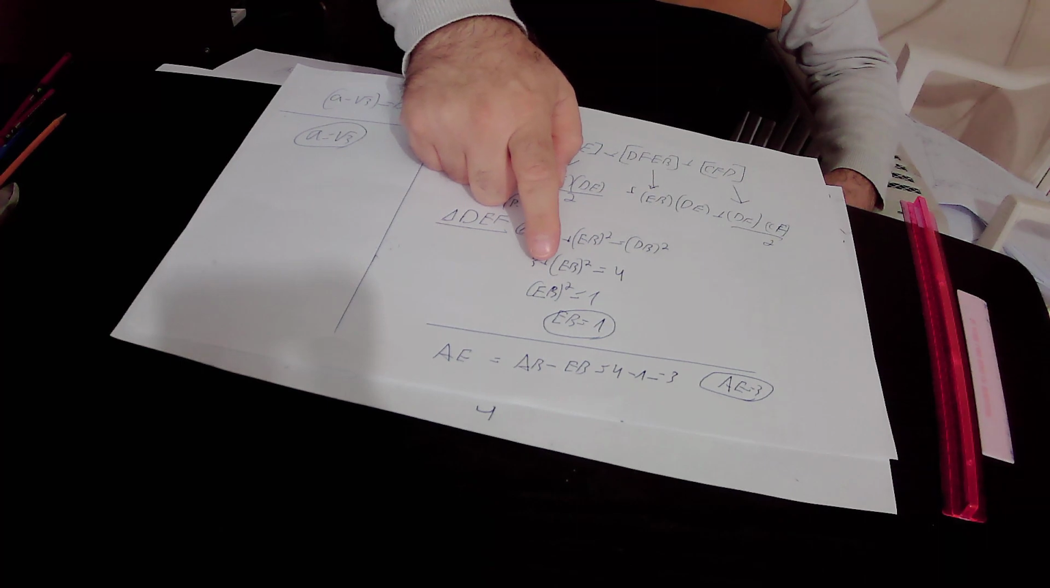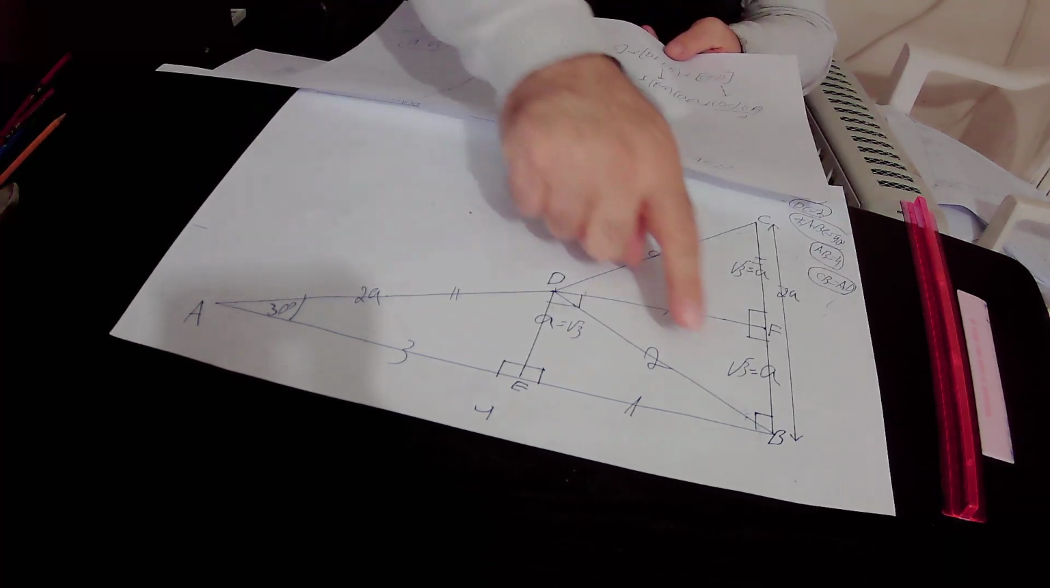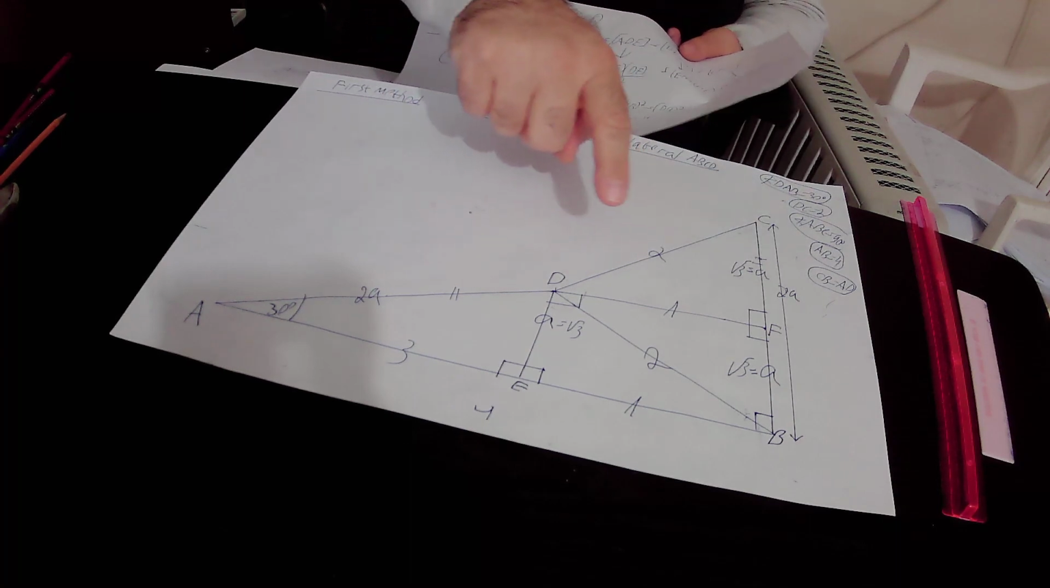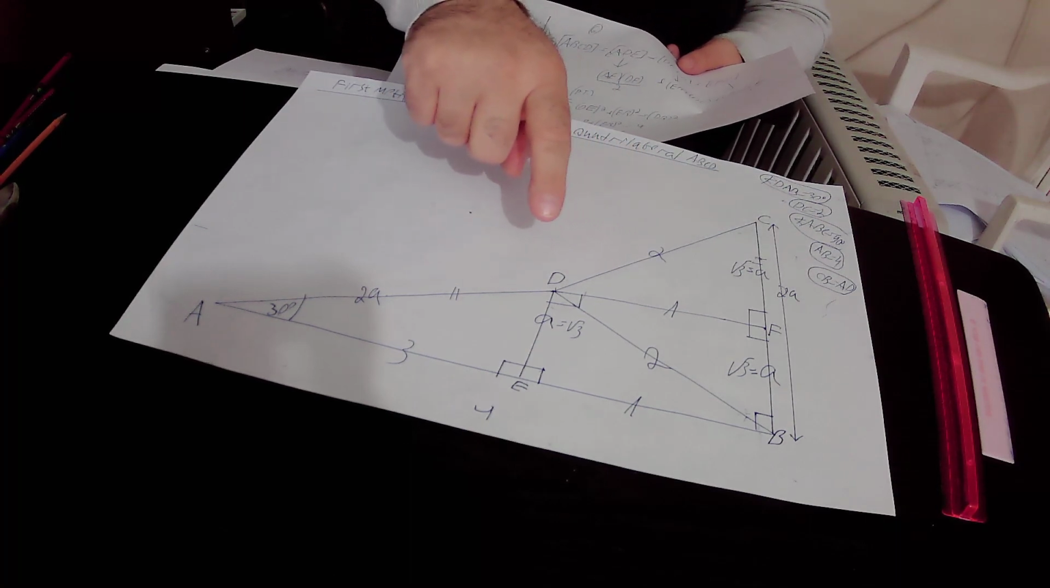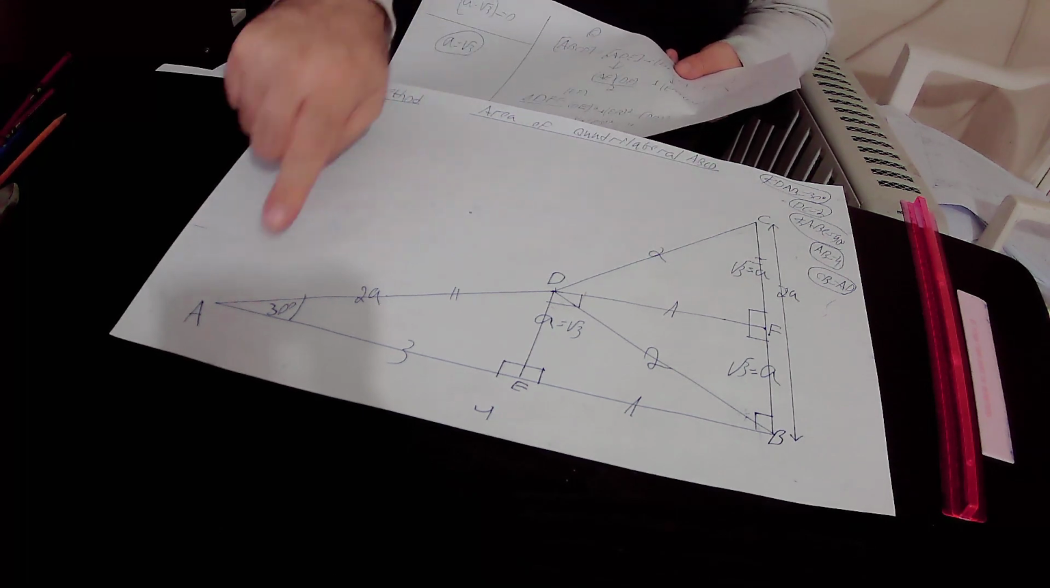The square root of 1 is 1. So we found out that EB equals 1. And because the opposite sides of a rectangle are equal to each other, DF will also be equal to 1.